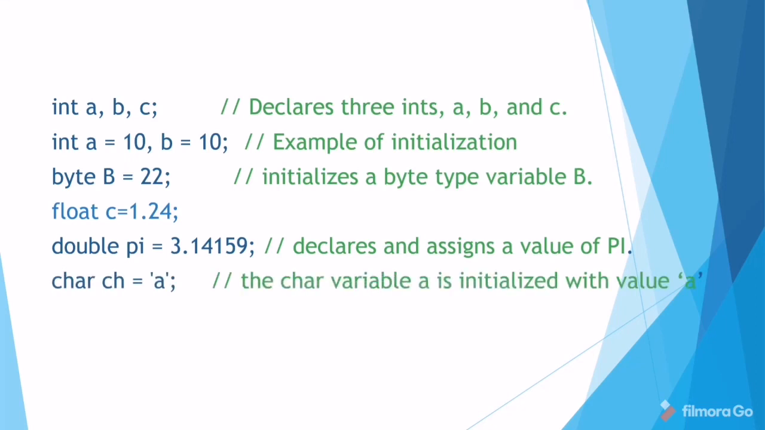Then char ch is equal to 'a'. Characters should always be written using single quotes. Then boolean flag equal to true. This is how we will initialize a Boolean value.